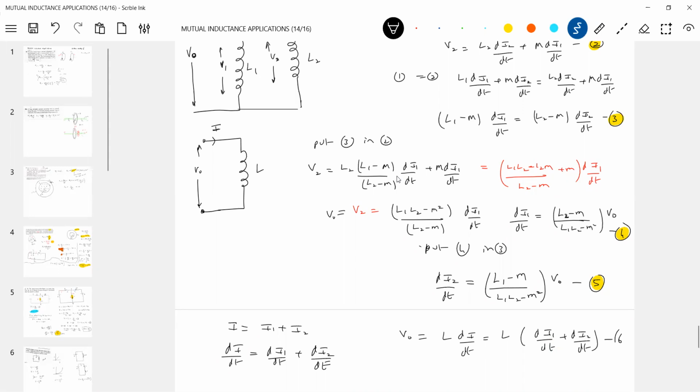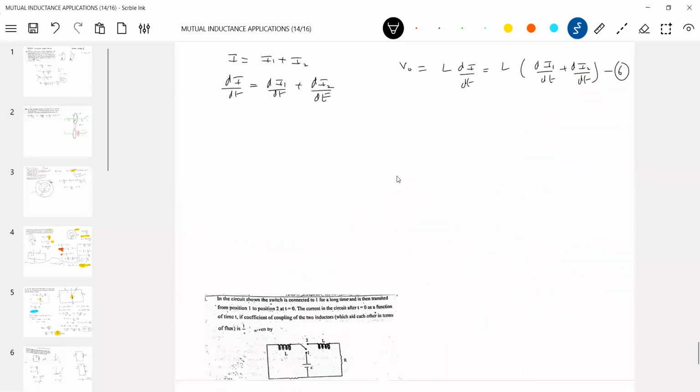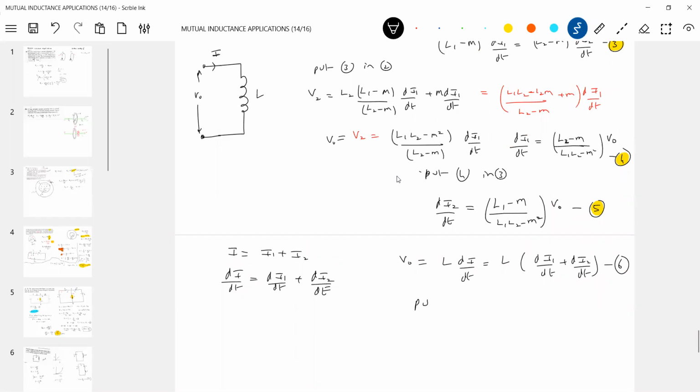Substituting dI1 by dt in equations 5 and 6. So what all do we have? Equations 4, 5 and 6. V0 will get eliminated, and we'll get L in terms of L1, L2 and M squared. Let me write it directly. Put 4 and 5 in 6. Solving that, I'll end up with the equation L = (L1 L2 minus M squared) divided by (L1 plus L2 minus 2M). This is when the flux is aiding.